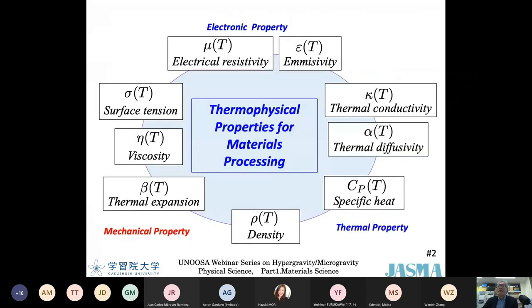These physical properties: here is the density. Density is a basic property of the material, and for liquids it is also a very important material property. Typical liquid properties are surface tension and viscosity. Thermal control needs thermal conductivity and thermal diffusivity, and specific heat is also important for thermal control. Electrical resistivity and emissivity are related to these thermal properties. We call these thermophysical properties.